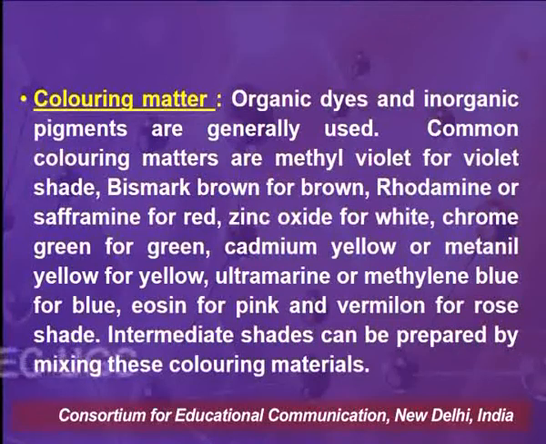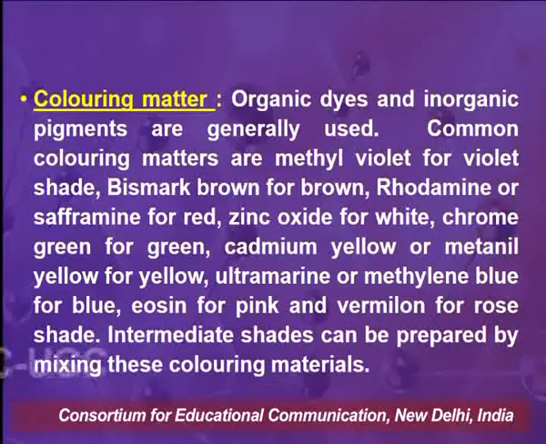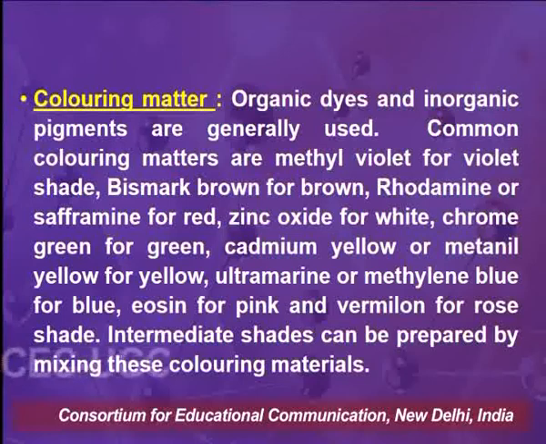Common coloring materials are methyl violet for violet shade, bismuth brown for brown, rhodamine or safranine for red, zinc oxide for white, chrome green for green, cadmium yellow or metanil yellow for yellow, ultramarine or methylene blue for blue, eosine for pink and vermilion for rose shade. Intermediate shades can be prepared by mixing these coloring materials.